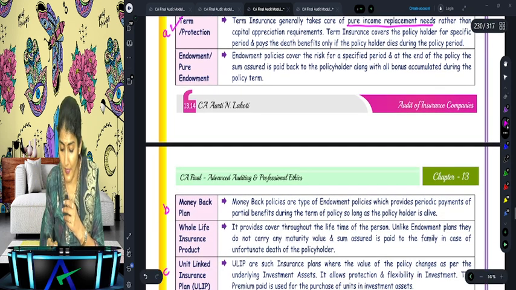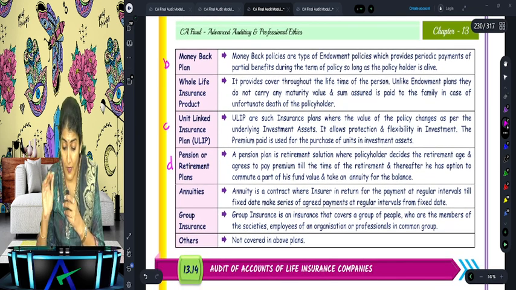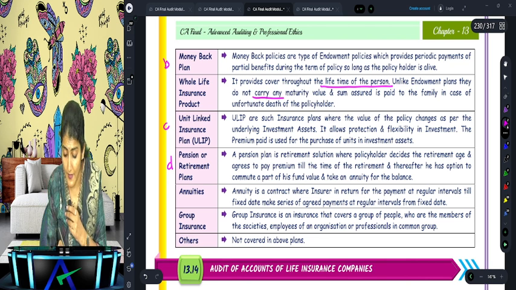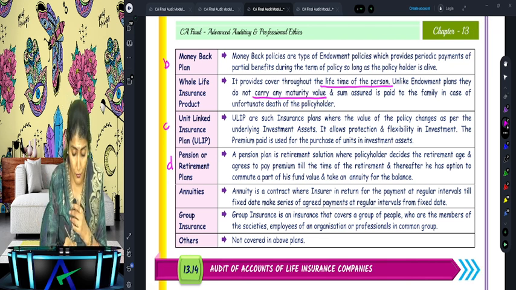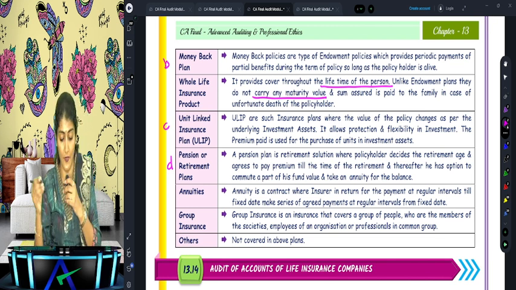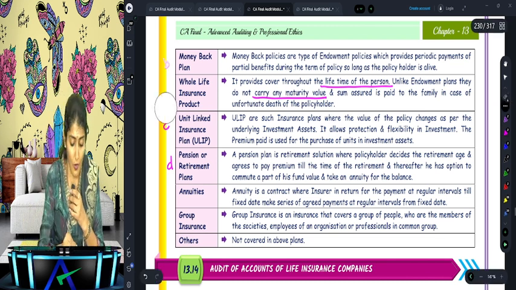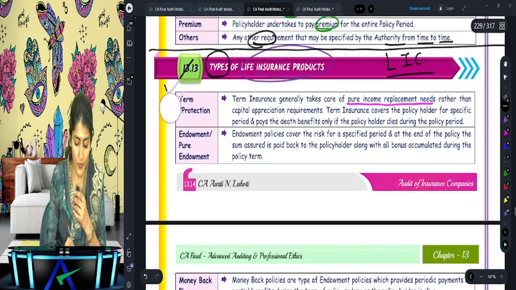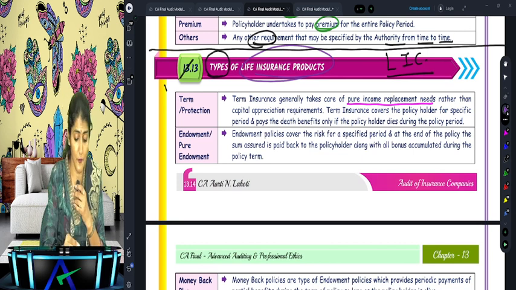Are you understanding how the MCQ could be made in the exam? They will write the description of one of the policies. It provides cover throughout the lifetime of a person and does not carry any maturity value. So what type of policy is it? Again, they put 4 options: whole life insurance, annuity, group insurance, or the pension or the retirement plans. Are you understanding how the MCQs could be coming, or how the question can come in the exam? Briefly describe the types of the life insurance product.